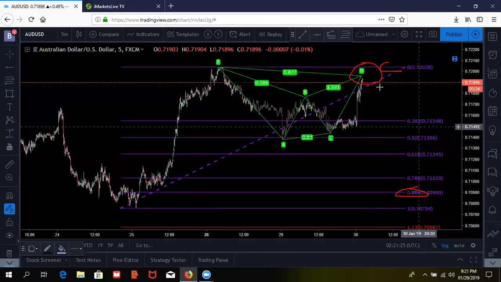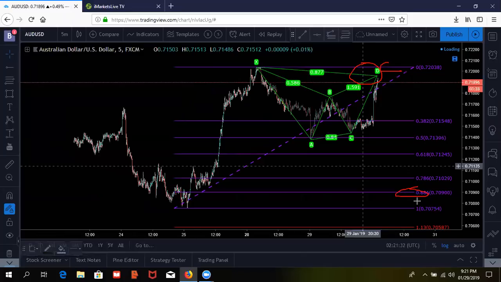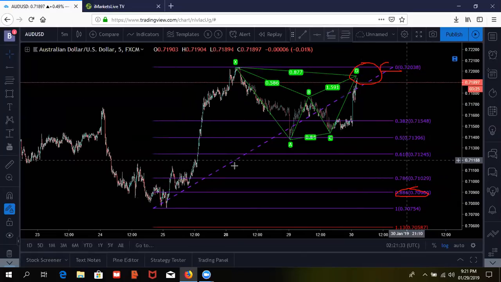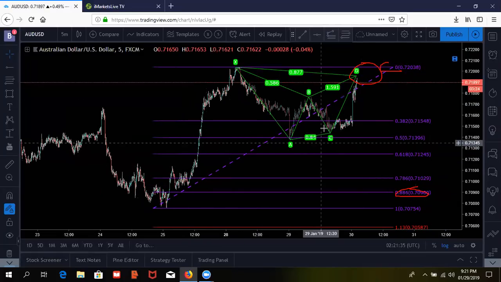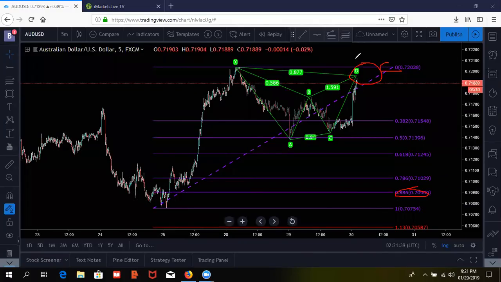And then guess what? I know where my next entry point will be for me to enter another trade, and I'll buy that trade to the upside. So yeah, it's just a waiting game right now.